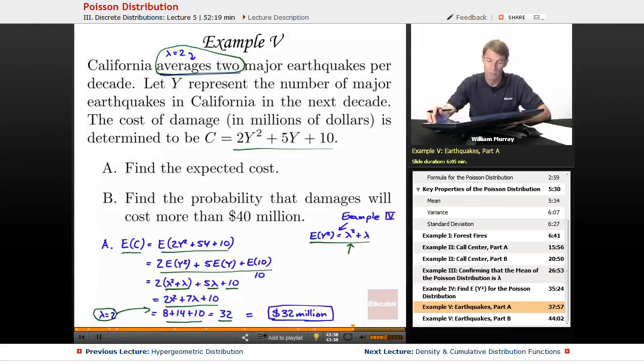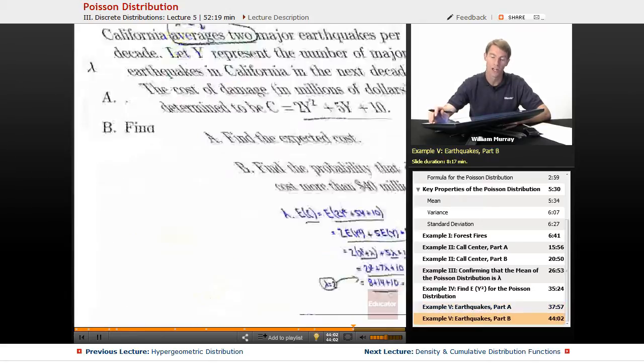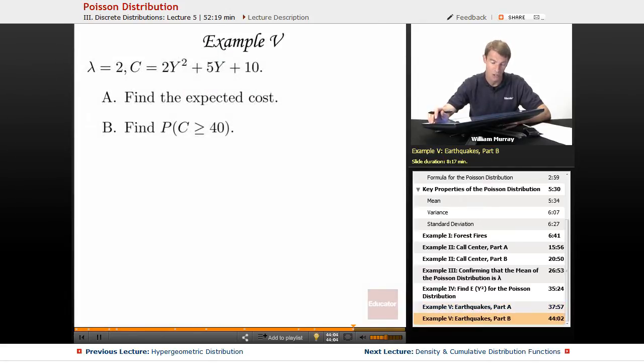Let's go ahead and jump to the next slide, and we'll find the probability that the damages will cost more than $40 million. So that's what we're going to calculate here in example 5: the probability that the damages will cost more than $40 million. We already found the expected cost on the previous slide, so we're already done with that one.